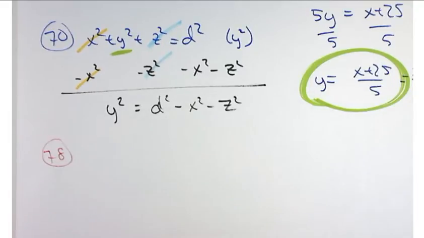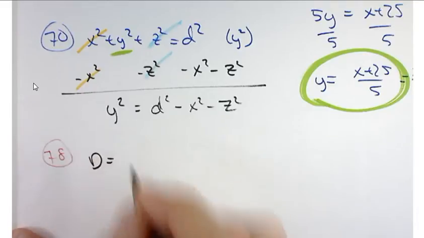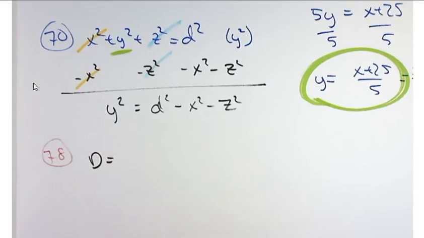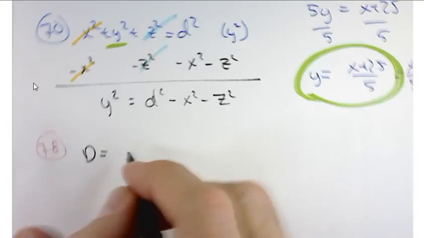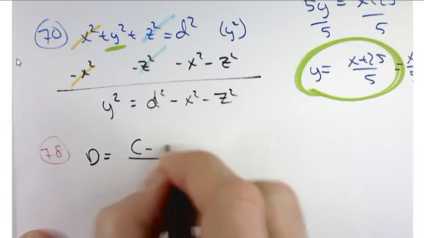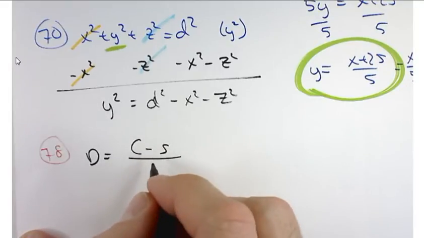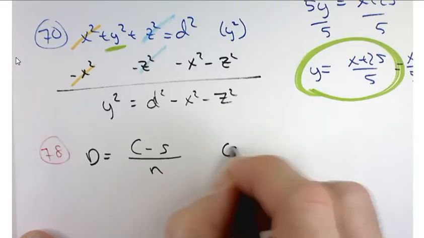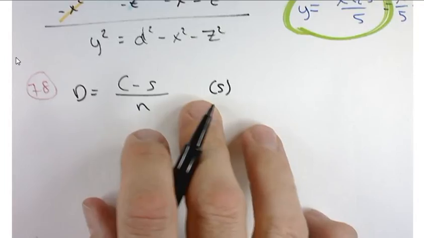Last one, problem number 78. Going back to where we started, which is working with some expressions that have fractions. So if you're getting the idea that I want you to be able to work with fractions, then you're pretty observant. So d equals c minus s over n, and we're asked to solve for s.